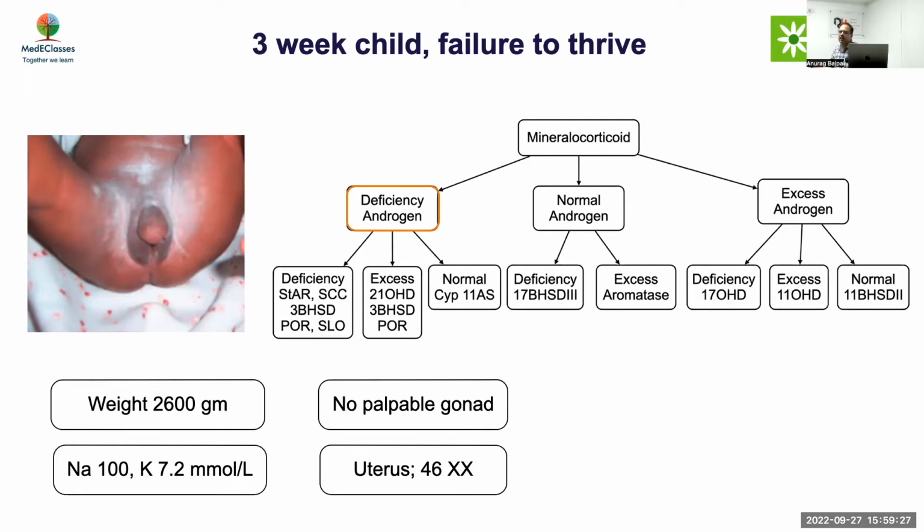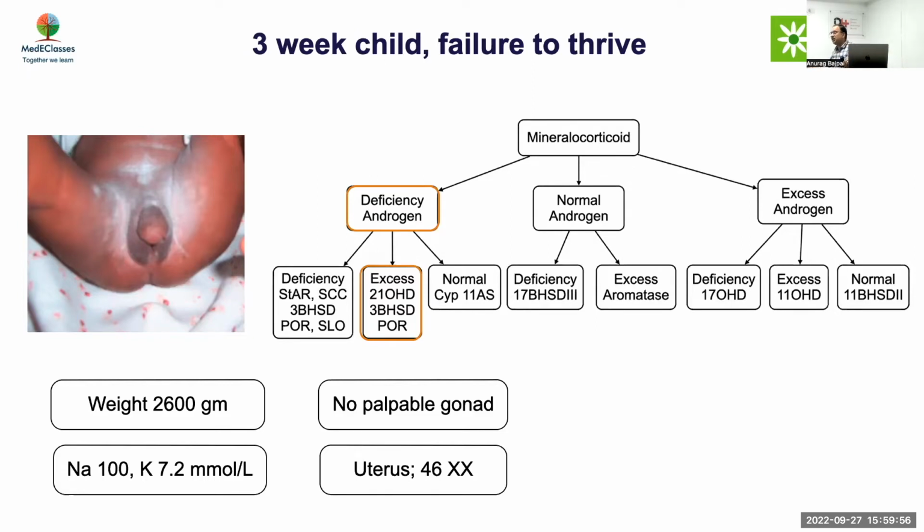So what are you looking at? 21, 11. So this is very, very classically 21. I would not think of 11 here because this severity of salt wasting will not happen, because they will have DOC. So 11 will have mild salt wasting. They cannot have this frank salt wasting. So this is classically mineralocorticoid deficiency, androgen excess in a XX individual, 99% 21 hydroxylase deficiency.